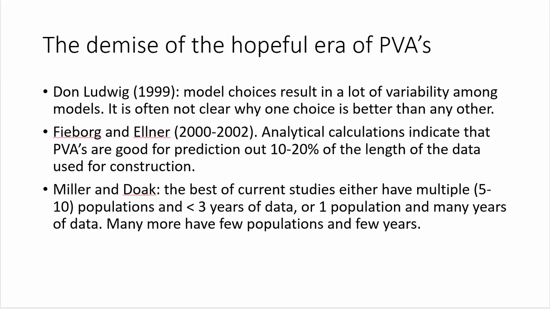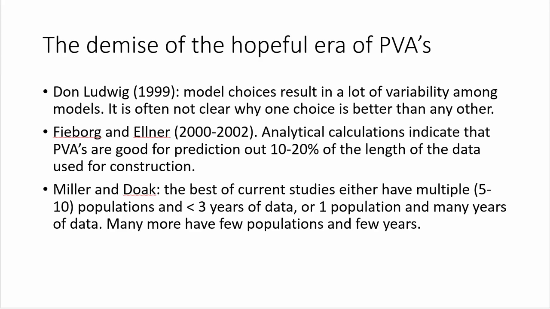In 1999, Don Ludwig said that model choices result in a lot of variability among models, and it's often not clear why one choice is better than any other, and that this means you can't be very highly certain about your outcomes.